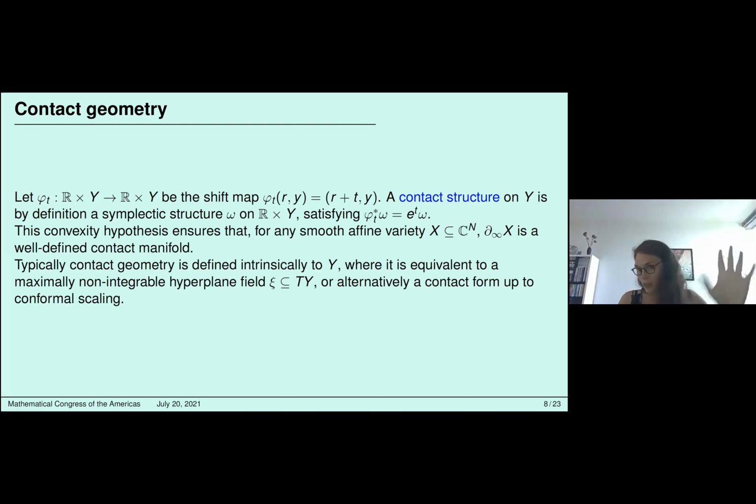Now, this is not the usual definition. Typically, it's defined intrinsically. If you define it intrinsically, it's a hyperplane field which is non-integrable in a certain way. It's also typically defined by a contact form. I'm going to brush this under the rug a little bit.